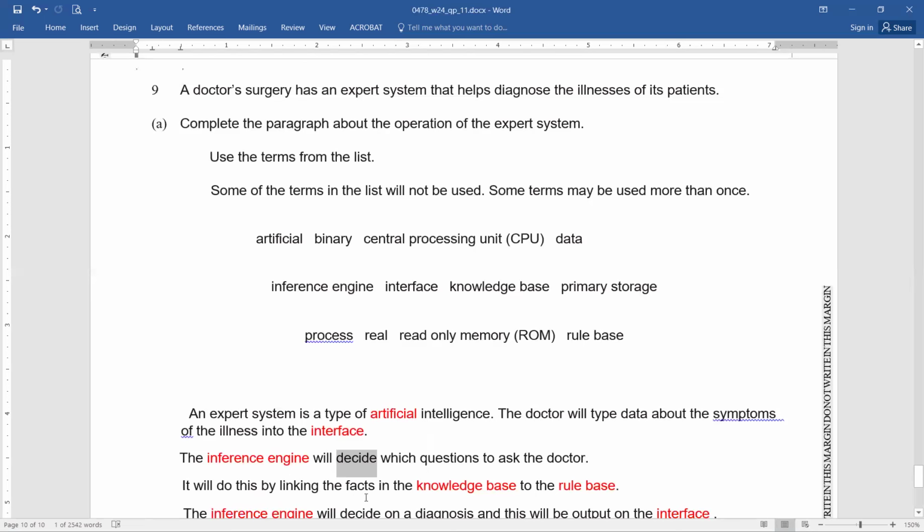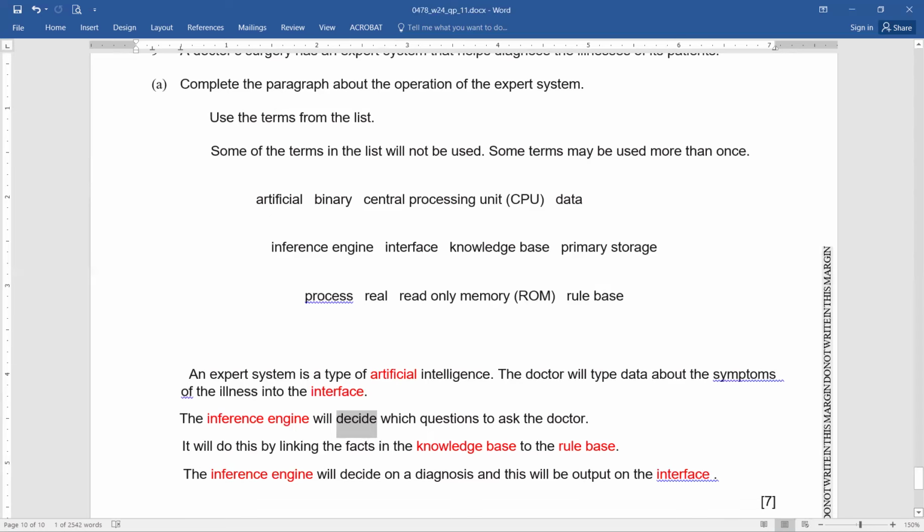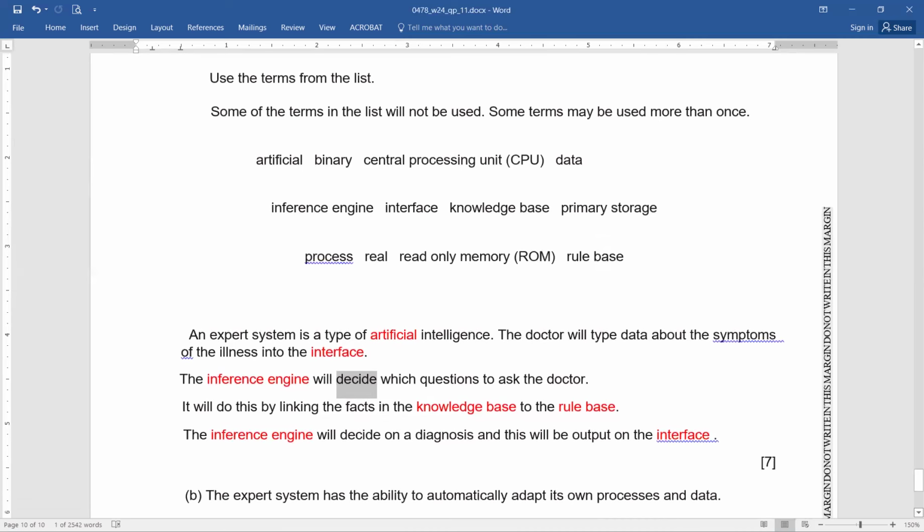It will do this by linking the facts in the knowledge base to the rule base. So this is actually done because of linking the facts present in the knowledge base to the rule base. Now, since they have said that some terms may be used more than once, the dash will decide on a diagnosis and this will be output on the dash. So definitely the inference engine will decide on the diagnosis and this will be output on the interface. So here we can see terms like inference engine and interface are used twice, and it's perfectly okay because they have told us in the beginning that some terms can be used more than once. So in this manner, you've answered the question correctly. 7 marks are yours.